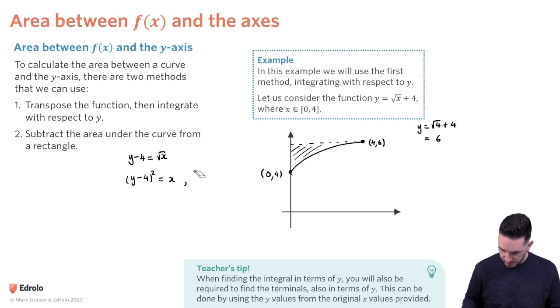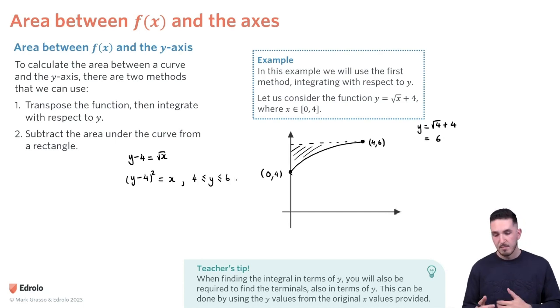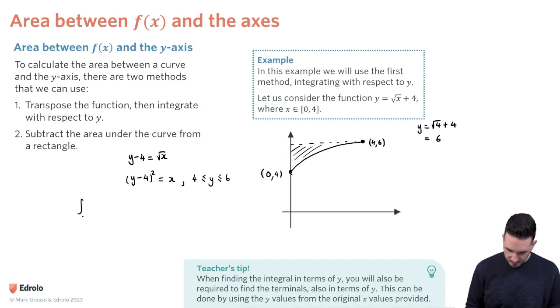Or if we want, we can write this as 6, not 6. We'll write it the other way around. It's going to be 4 is less than or equal to y, which is less than or equal to 6. So it's our current sort of domain for y, if you like. So setting up our definite integral, we'll have from 4 to 6 of (y minus 4) all squared dy. And this is going to be equal to 8 on 3 units squared.